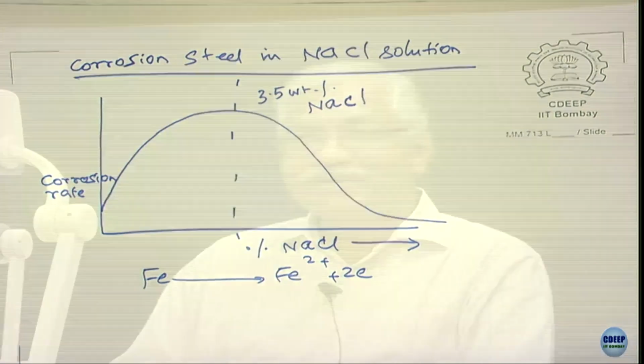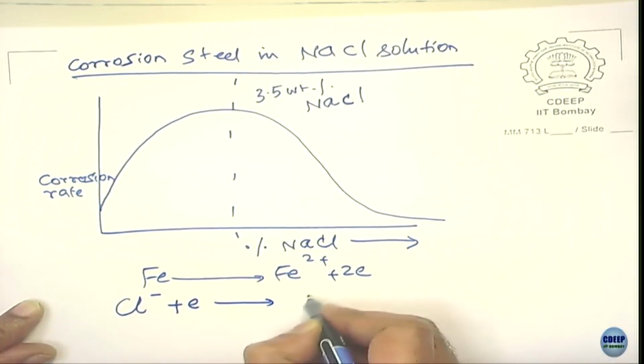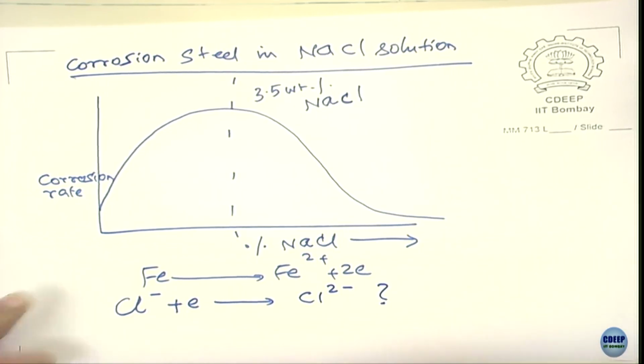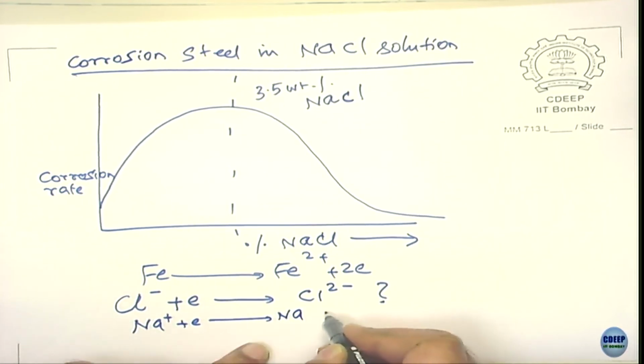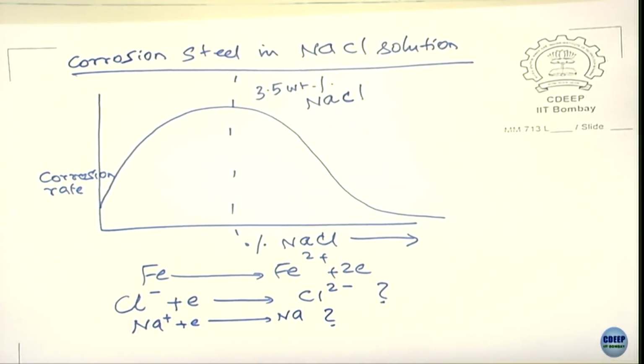Why is hydrogen evolution coming here? Chloride. You think this will happen? You think Cl- plus an electron becomes Cl2-? Will it happen? No. Do you think that this will happen? So, sodium chloride does not actually participate in the cathodic reaction at all. You must understand that, okay. Neither sodium nor chloride can take part. So, it won't occur.